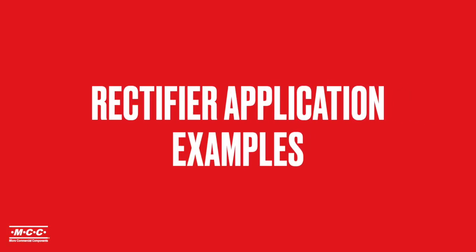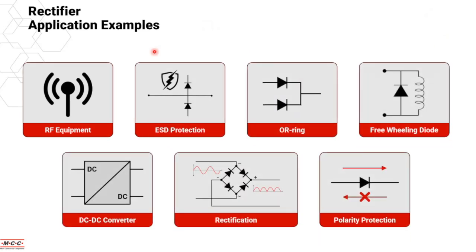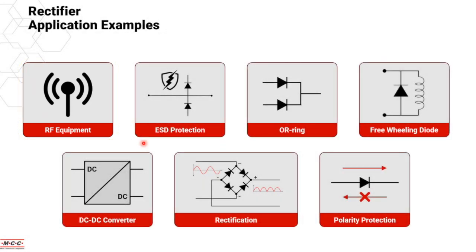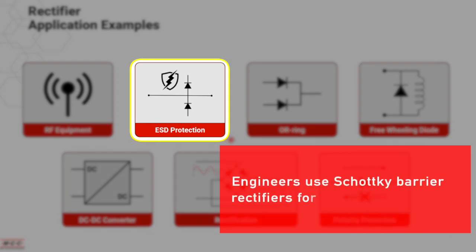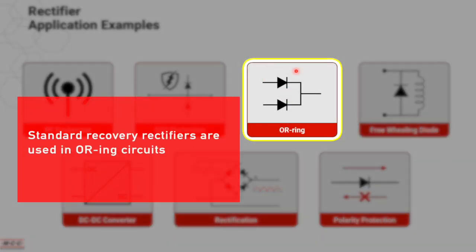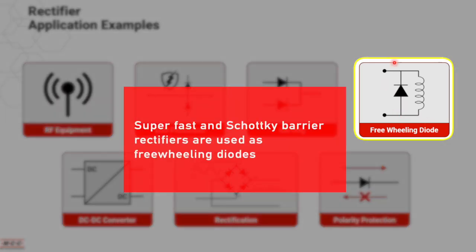Let us look at some of the application examples. Rectifiers could be used in RF equipment. In terms of demodulation, you will see some Schottky barrier rectifiers or super fast recovery rectifiers being used. In terms of ESD protection, normally engineers will use Schottky barrier rectifiers, or you could utilize the standard recovery rectifiers. We also have freewheeling diodes, where super fast recovery rectifiers are one of the options, or Schottky barrier rectifiers.